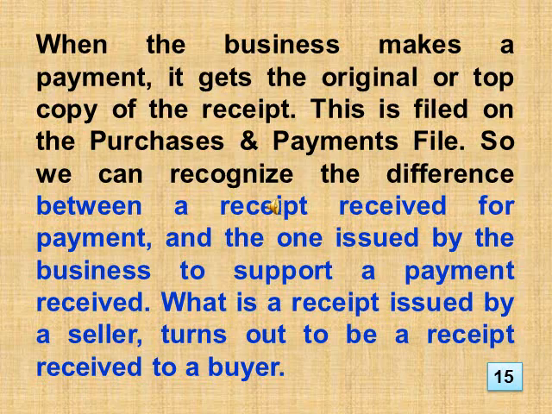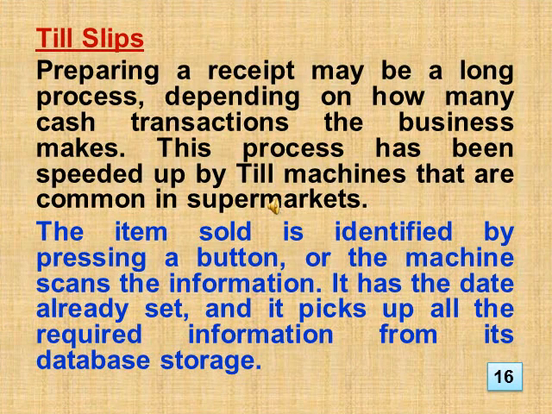Till slips. Preparing a receipt may be a long process, depending on how many cash transactions the business makes. This process has been speeded up by till machines that are common in supermarkets. The item sold is identified by pressing a button, or the machine scans the information. It has the date already set, and it picks up all the required information from its database storage.